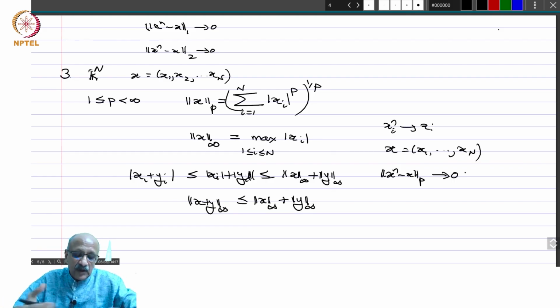So Rn with any of these norms will be a Banach space, provided we have shown that the triangle inequality is true for norm x p for 1 less than or equal to p less than infinity. For 1 we have already seen it. So for 1 strictly less than p less than infinity, we want to show that this is indeed a norm, which we will now do.